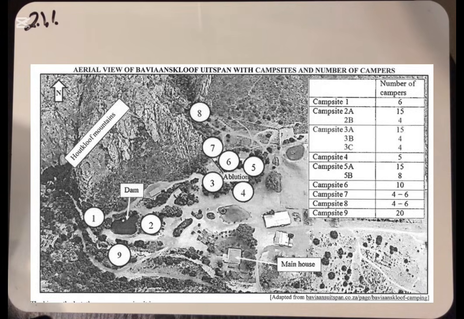That's what they're saying. Then if you check between 3, 4, 5, 6, we have ablution there. Ablution is the toilet, people. We should not get confused about that. We're having the toilets there that are combined with showers. So let's look at the first question. The first question is, explain what is meant by aerial view.